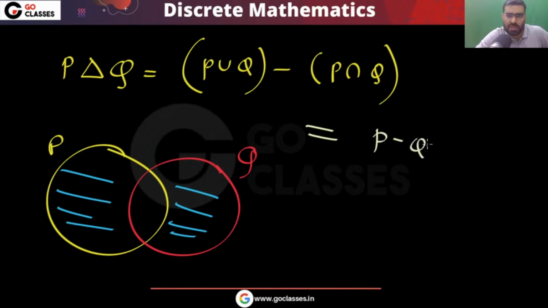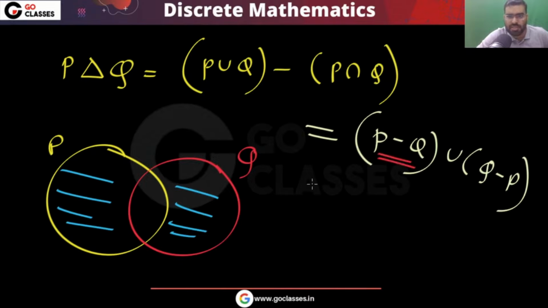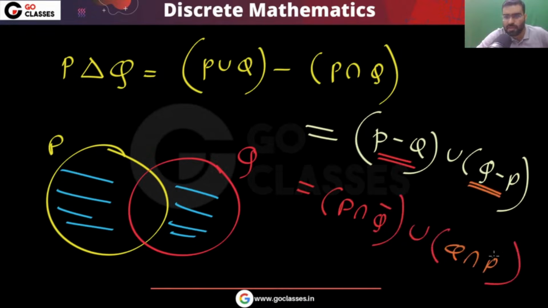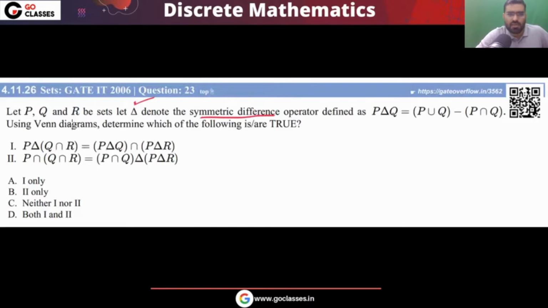You can also say P minus Q union Q minus P. And remember, you can say P intersection Q bar union Q intersection P bar. All these are the same. Now the question is saying to use the Venn diagram to determine which of them is true. Two options are given to you.